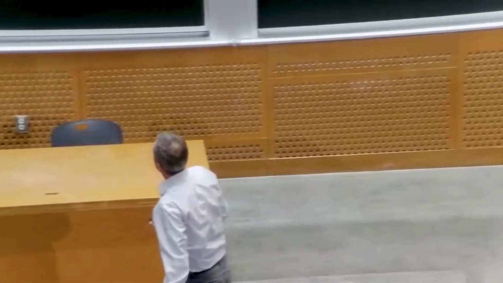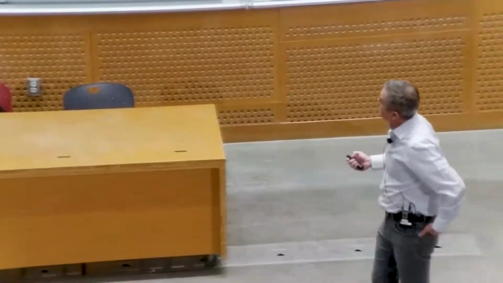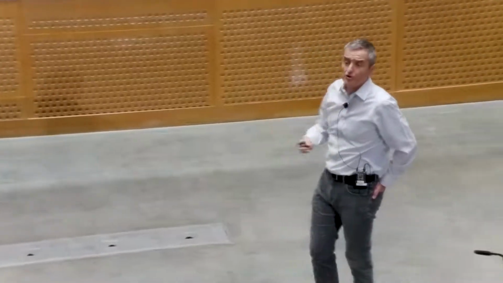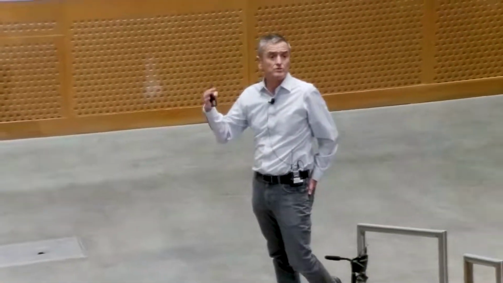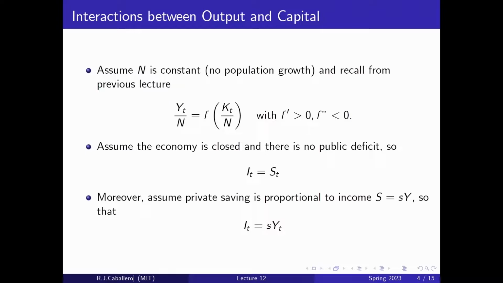Then we're going to work in a closed economy. I haven't opened it; I'm going to do that after quiz 2. And I'm going to assume also no public deficit, so G equal to T. In that case, we know that private savings equal private investment. That's the way we derived the IS curve, so that's not new. I'm going to modify a little bit what we did in the short run, and assume that savings is proportional to income.